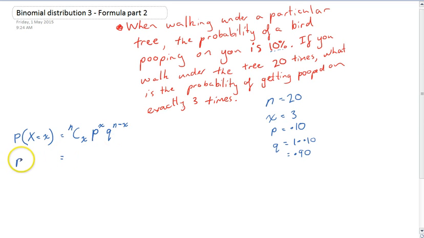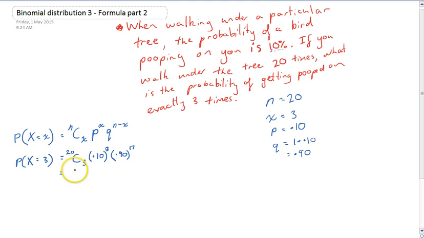Now we can write all that out again. The probability that X is equal to exactly 3 times we get pooped on. There's 20 trials here, and we want 3 successes. The probability of success here is 0.1, and we want 3 successes. Now the probability of failure here is 0.90, and we want n minus x. We want 17 failures. You can always check your work here by making sure that these numbers, 3 and 17, add up to the number of trials. Because if we have 3 successes, we're going to have 17 failures.